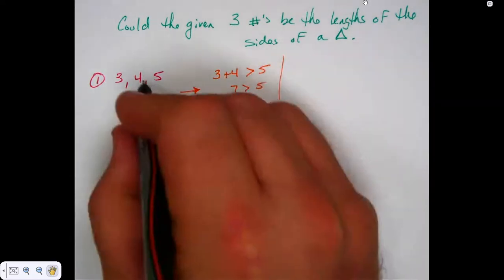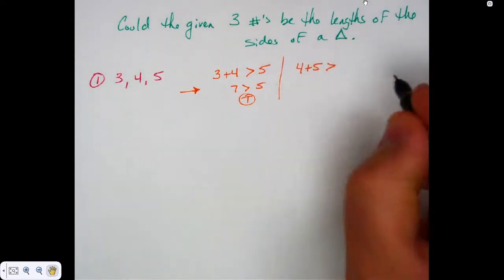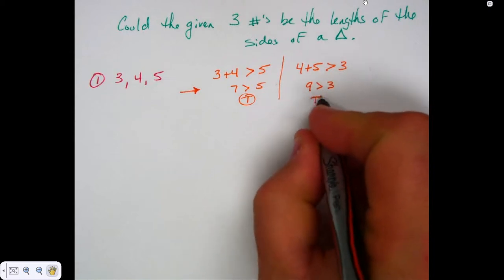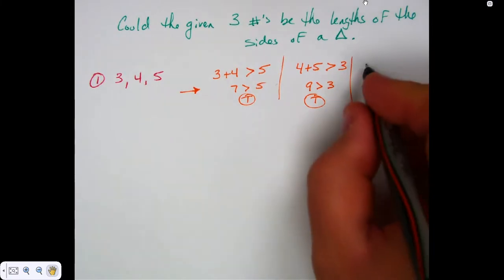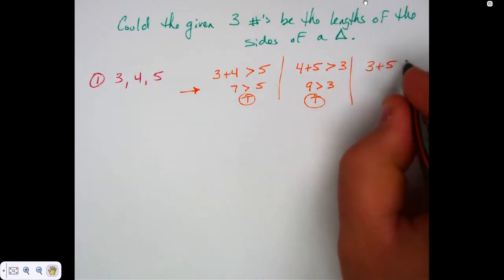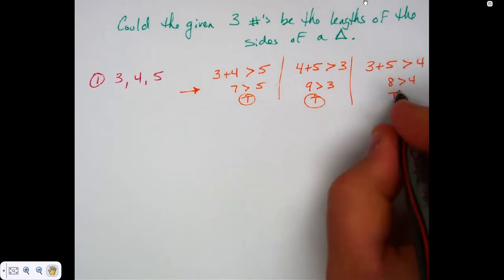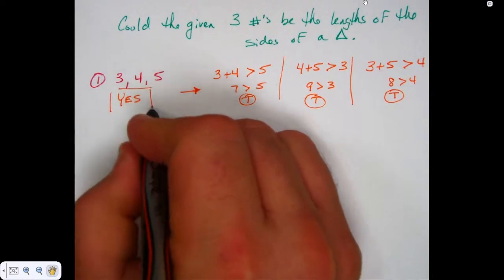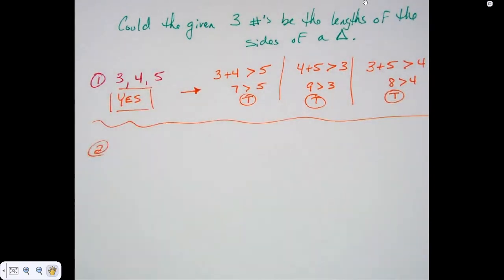Well, I did 3 plus 4. How about we do 4 plus 5 now? 4 plus 5, well, what does it have to be bigger than? What is 4 plus 5? Is 9 greater than 3? True, good. Only one left to do. And what is that? 3 plus 5. Is it greater than 4? Is 8 greater than 4? True. So, can this be the lengths of the sides of a triangle? Yes, it can. That wasn't too bad, was it?